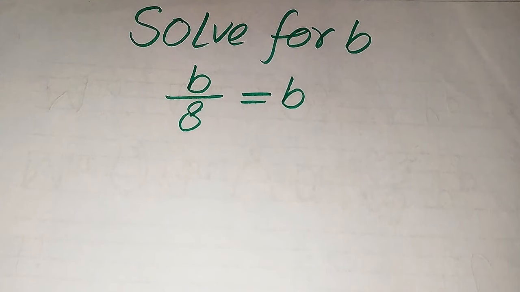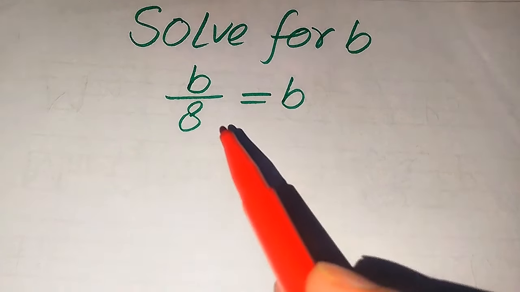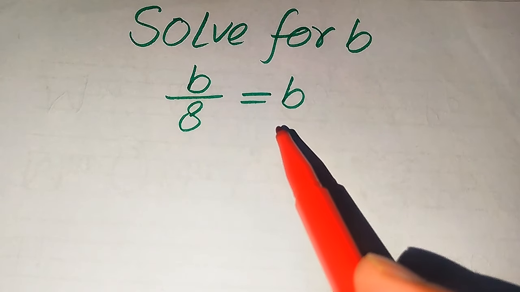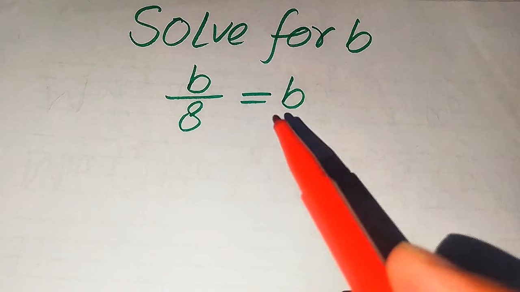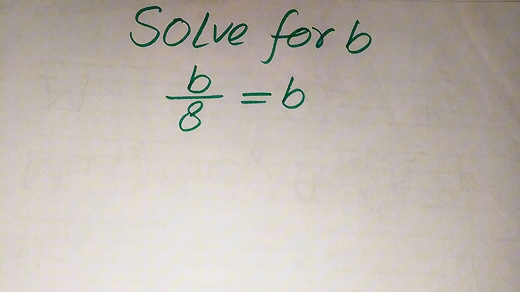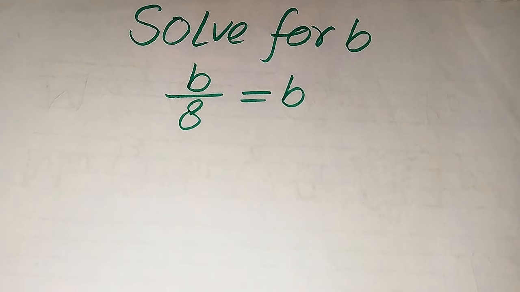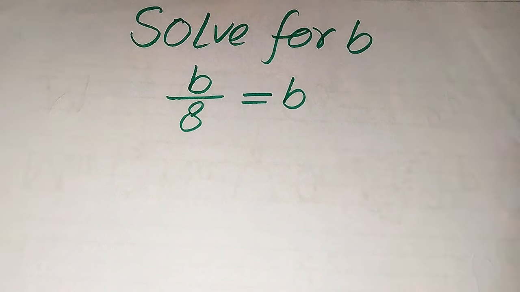Hello everyone, how to solve this problem for the values of b if we have b divided by 8 is equal to b, and we solve this problem for all the values of b. So here first we find all the roots of this equation, and at the last we will verify which of the roots are solutions and which of the roots are extraneous roots.